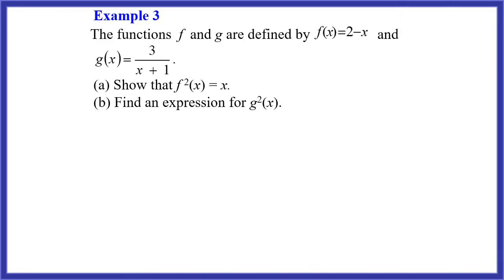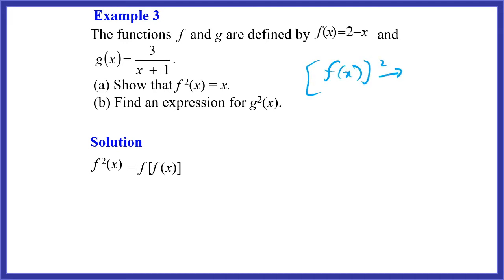Example 3. Functions f and g are defined as f(x) equals 2 minus x and g(x) equals 3 over x plus 1. Show that f squared x is equal to x. Find an expression for g squared x. So what is f squared x? It's not f multiplied by x 2 times, but f composed with f. So f of f. If it were a square, it would be f of x all squared, a multiplication of f(x). But here is a composite of f with f.